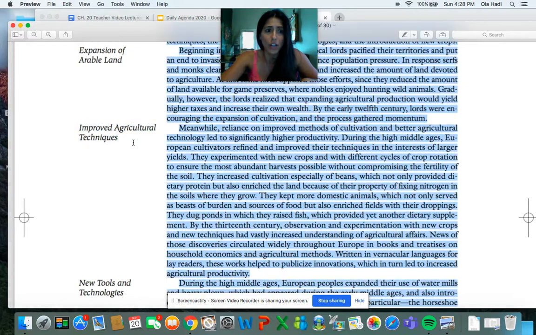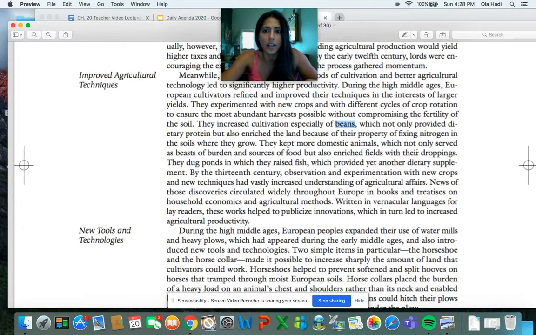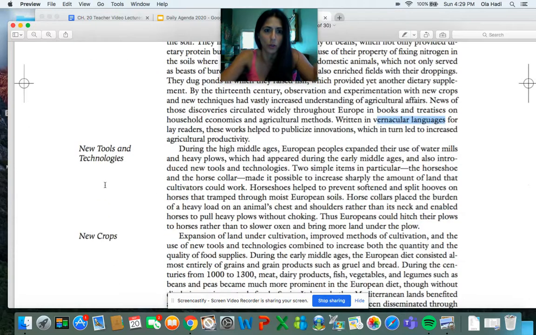We also see a lot of improved agricultural techniques that you can find in this chapter. There are so many things to mention. Crop rotation, the introduction of beans. Beans are important because they fix nitrogen in the soil, so they enrich the soil. Using the droppings of animals as fertilizer. And the spread of new techniques of how to farm using books that were written in the spoken, or vernacular, languages. That's going to lead to increased agricultural productivity.